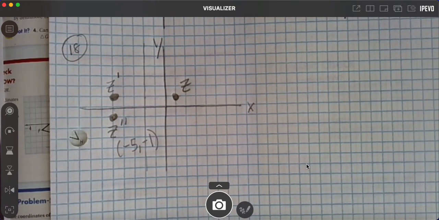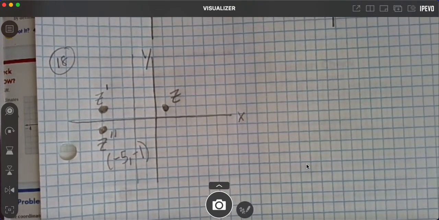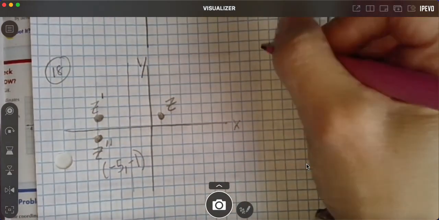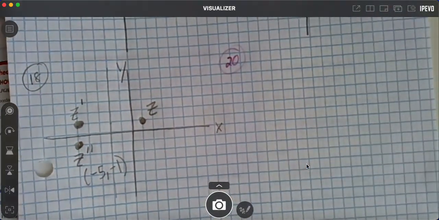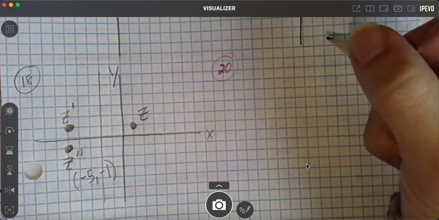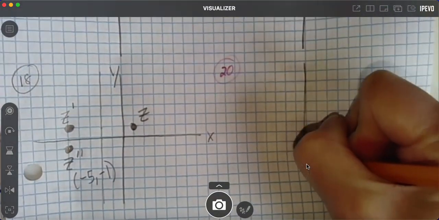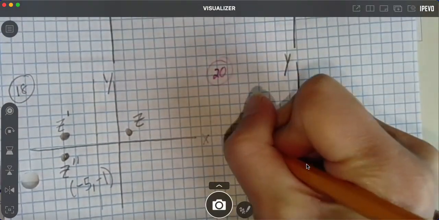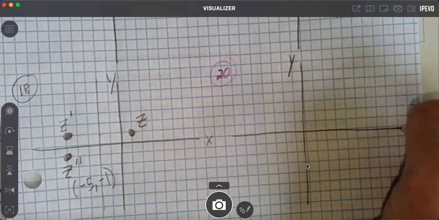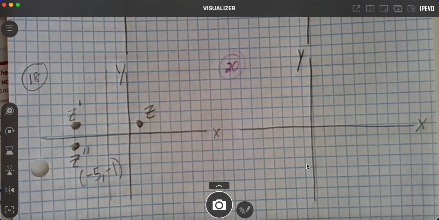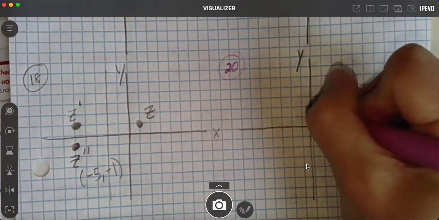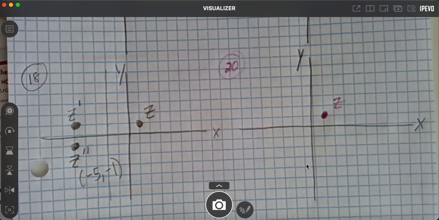Let me do number 19. Or actually, I meant 20. 20, 20, 20. I was sitting there looking at 20 and called it 19. Let me draw my X and Y axis. Okay, so number 20, we're going to take our point 1, 1. That's our Z. Okay, it's the same on all these. This is going to be your first point as well.